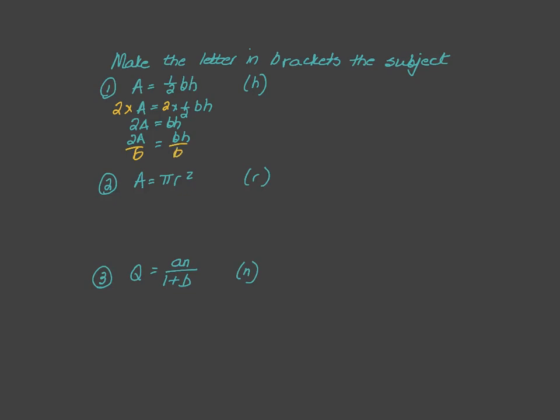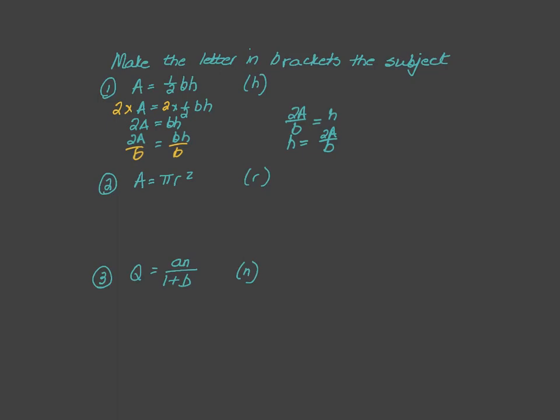On the left-hand side, I have got 2A divided by B. And on the right-hand side, B divided by B is 1H. And then I have H is equal to 2A over B.